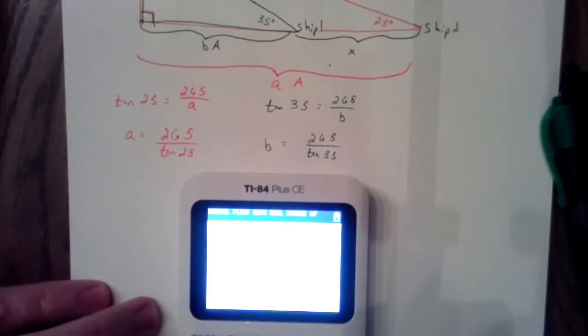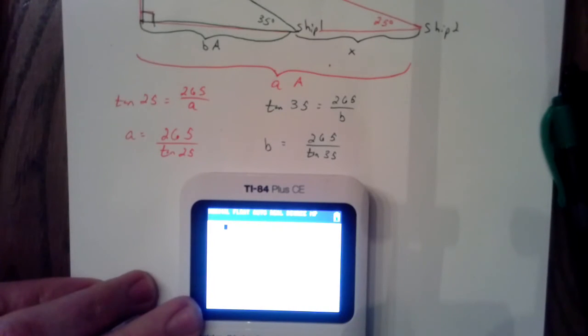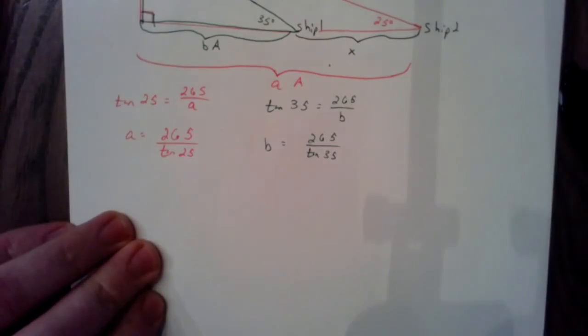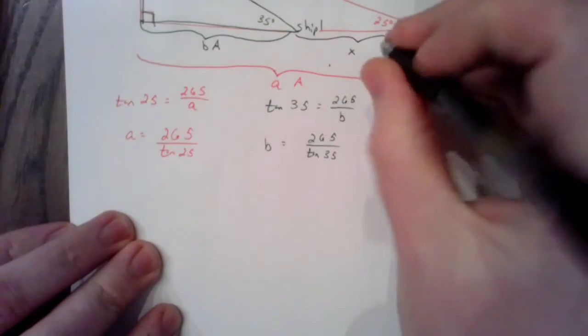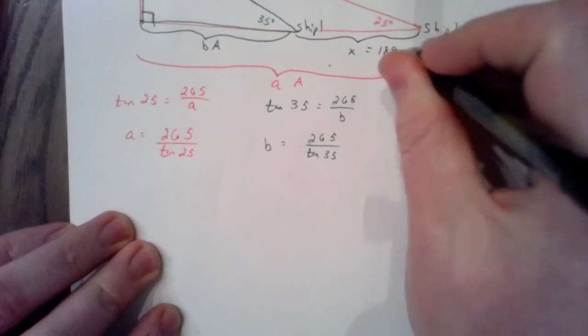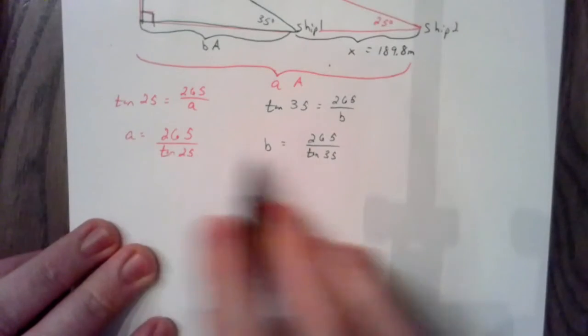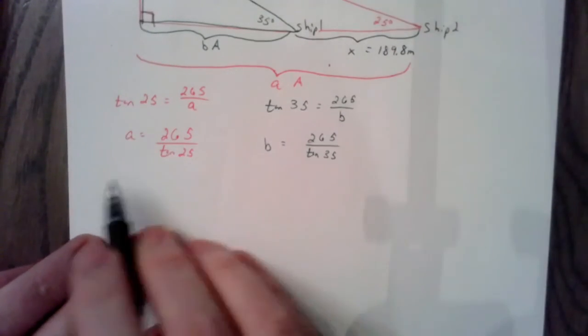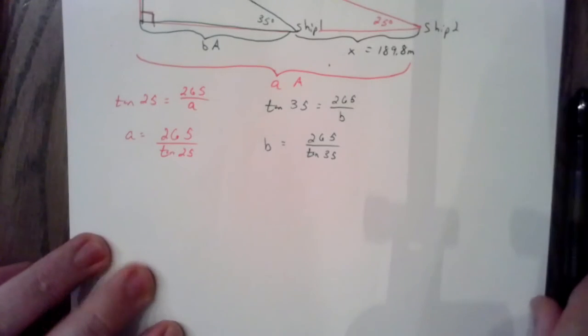I can just type this in exactly as it appears. I'll do 265 divided by the tangent of 25 minus 265 divided by the tangent of 35. And when I hit enter, I find that they are 189.8 meters apart. So x is 189.8. You could find each number, then subtract them, and you'll get 189.8 meters. So I'll write my sentence: the ships are 189.8 meters apart.